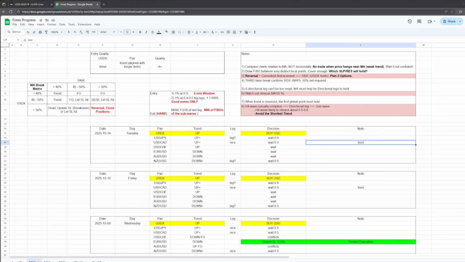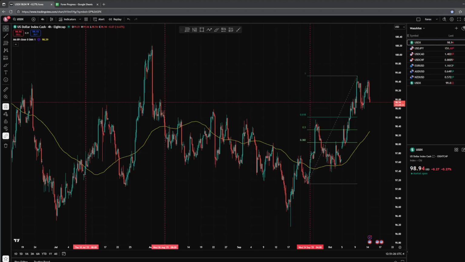Hi guys, welcome back to Forex technical analysis for swing trading. Today is October 14th, 2025, Tuesday. Okay, so let's, as always, start with the USD index chart.